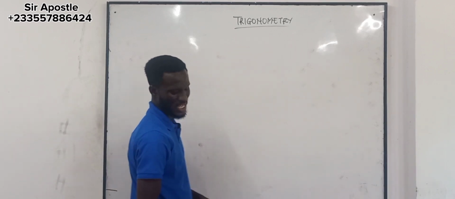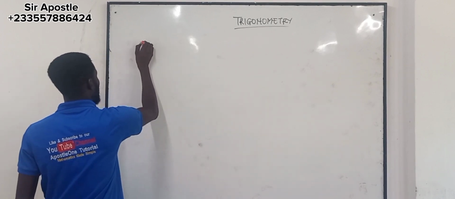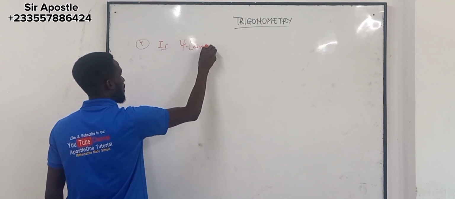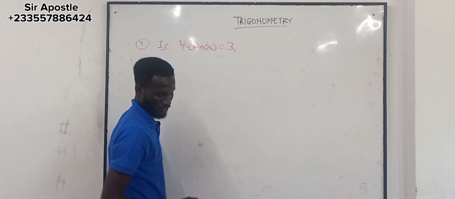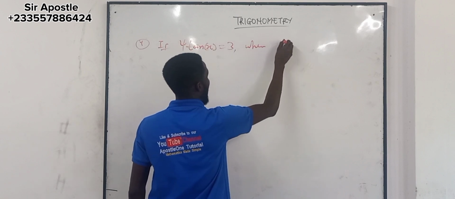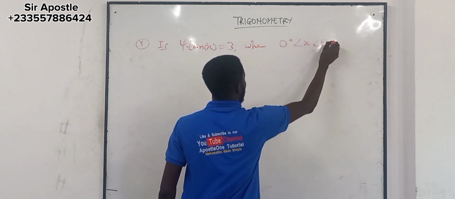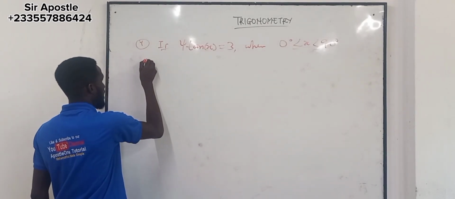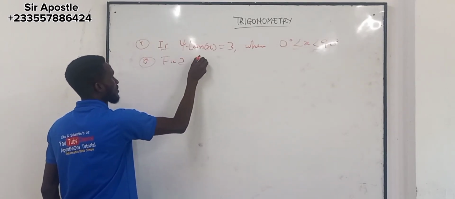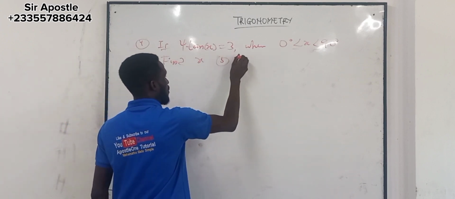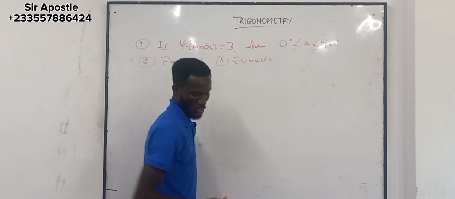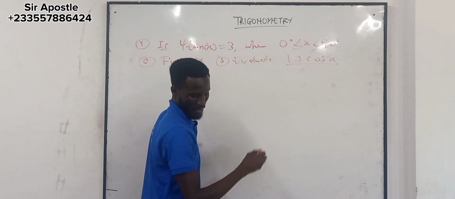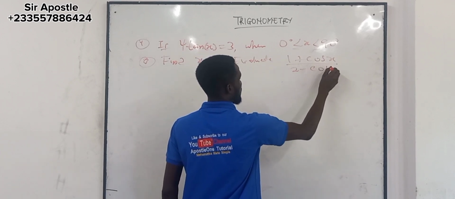Now, the last one is: if 4 tan x is equal to 3, and as usual, x is between 0 and 90 degrees. We have to find A, x. B, we have to evaluate 1 plus cos x divided by 2 minus cos x.